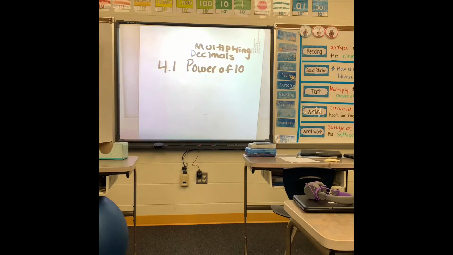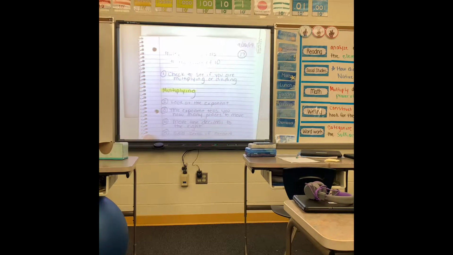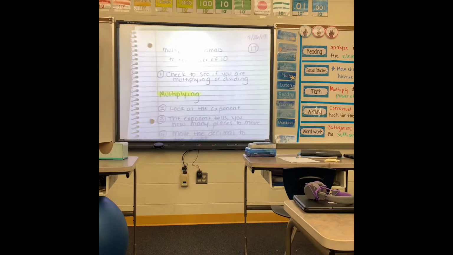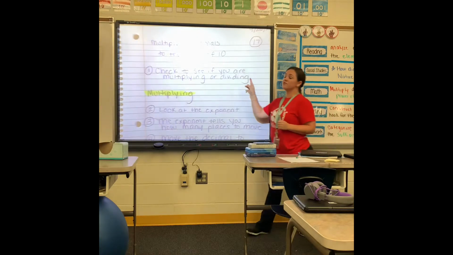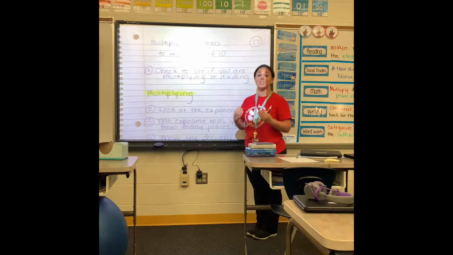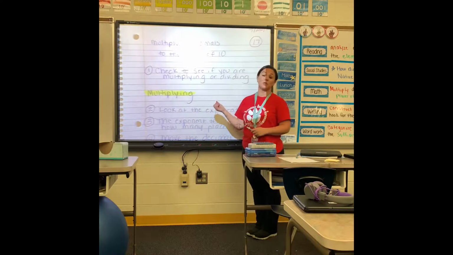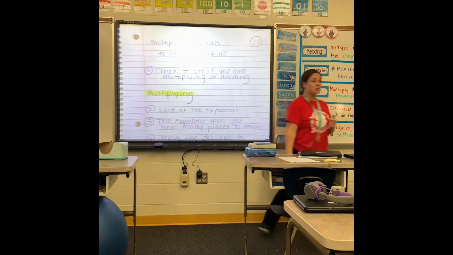They should always give you their math diary. If they don't bring it home, really encourage them to bring it home. And I wrote on here, check to see if you're multiplying or dividing. Now today you're just multiplying, but in the future there will be division. So always make sure that you're doing multiplication.